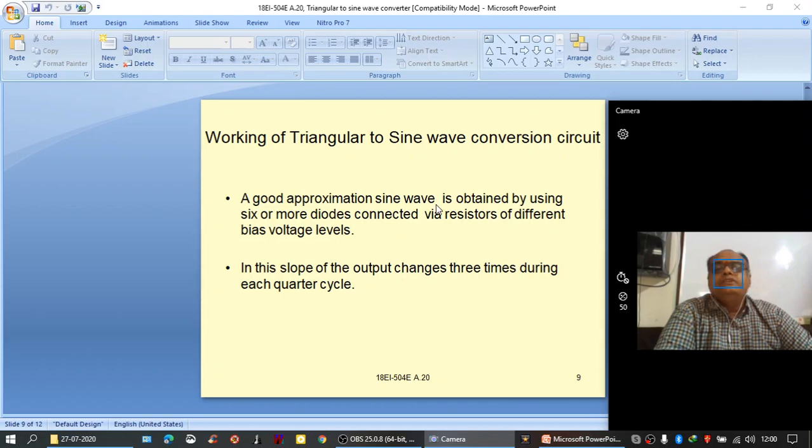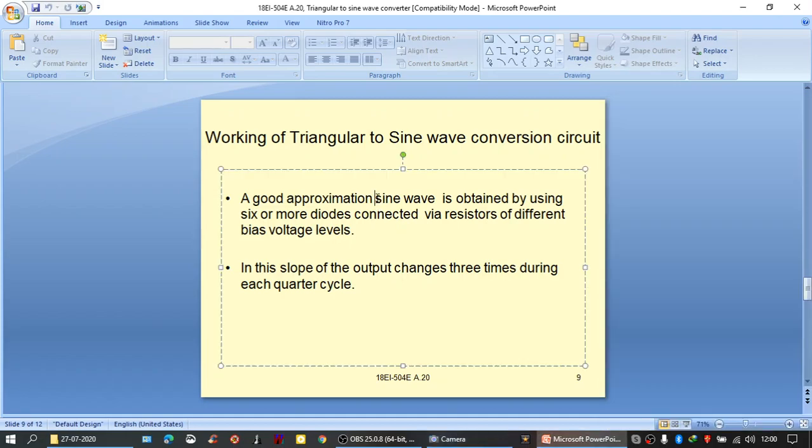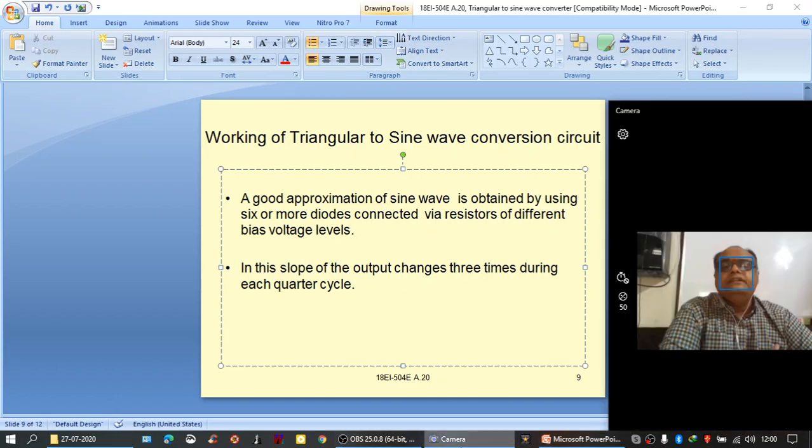A good approximation of a sine wave is obtained by using 6 or more diodes connected via resistors of different biasing voltages.